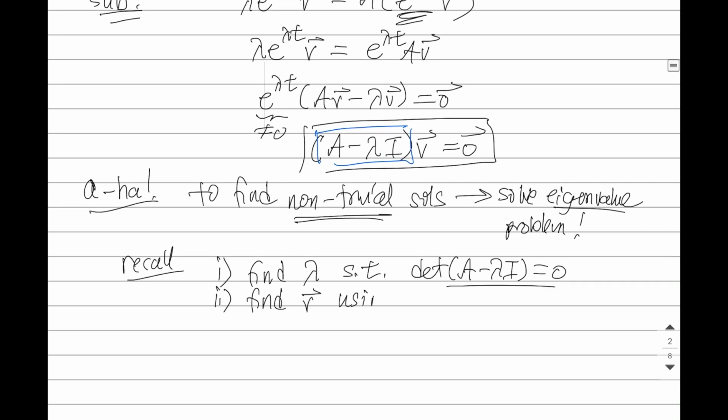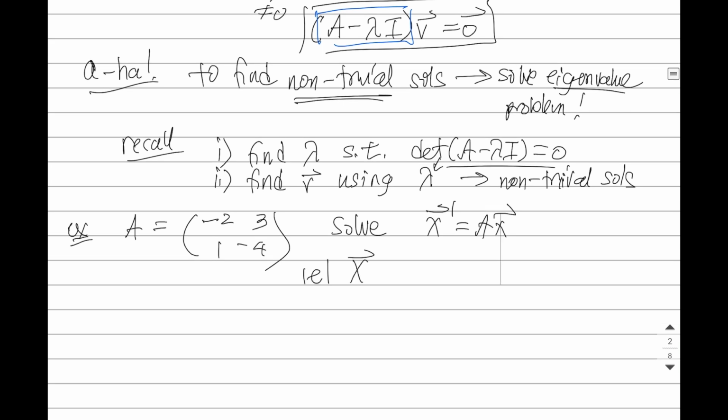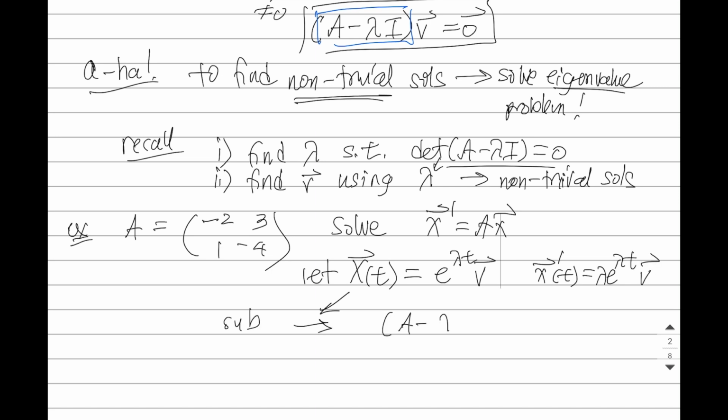And then we are going to find the v's using these lambdas from above, and we are going to look for non-trivial solutions. So if I have a system where this is the matrix, negative 2, 3, 1, negative 4, I would like to solve x prime equals Ax. We are going to let our solution form be e to the lambda t times v. And when we do that, we take the derivative, we'll get lambda e to the lambda t times v. If we sub it in, this is going to lead us right back to A minus lambda I v equals 0.